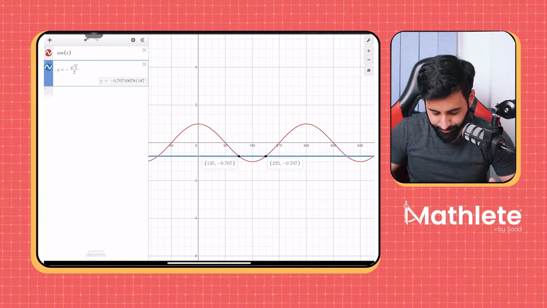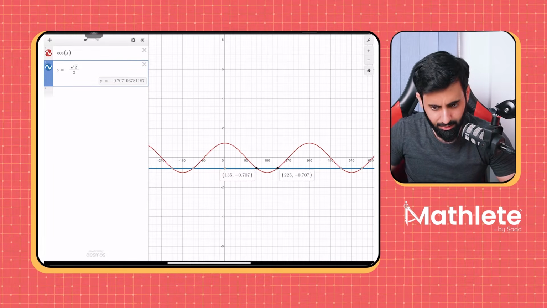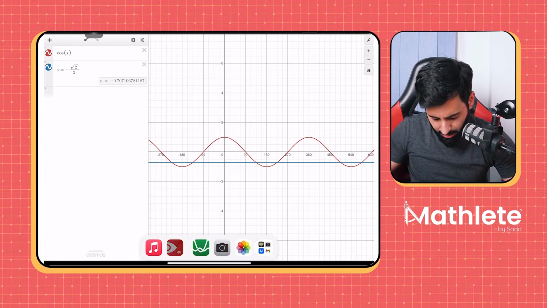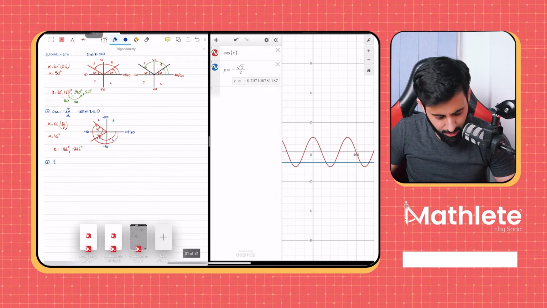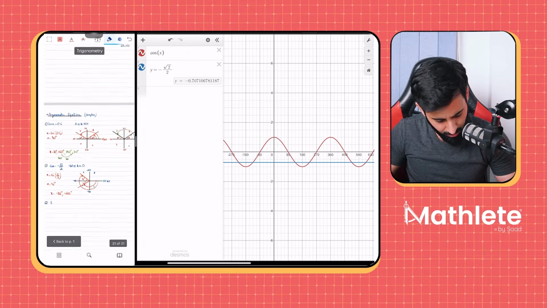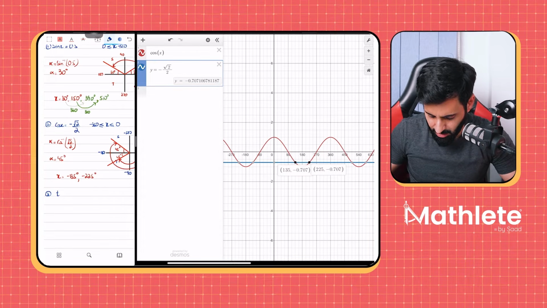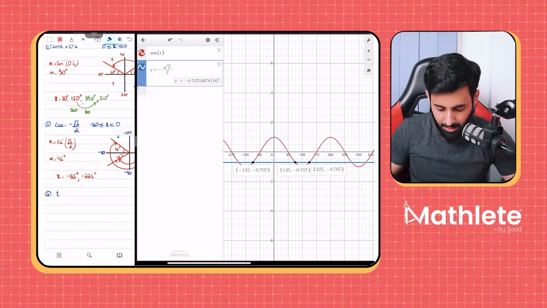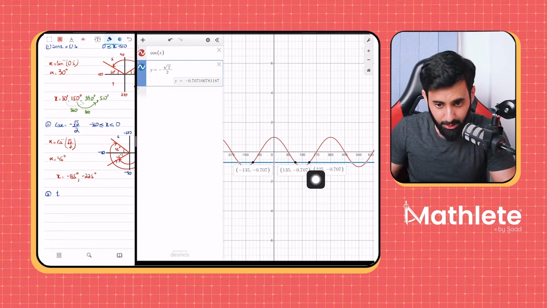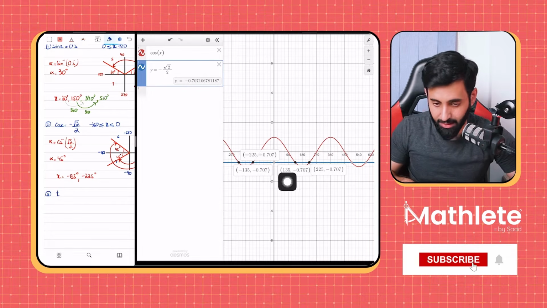Okay, so here are two values. Let me highlight them again, 135 and 225. But these values we can't have as our answer because they're not included in the range. Our range was from minus 360 to 0. So let me highlight them once again: 135 and 225. Now what about minus 135? How is minus 135 related to 225? And how is minus 225 related to 135?